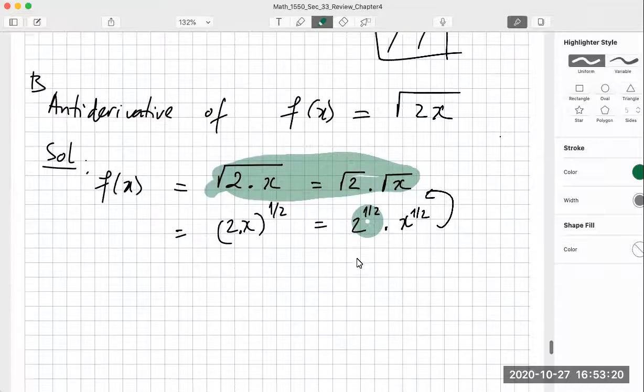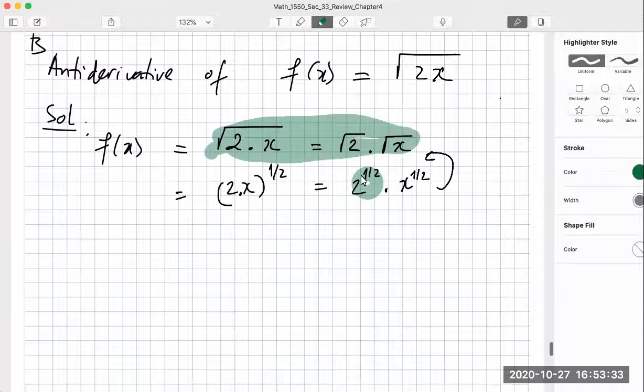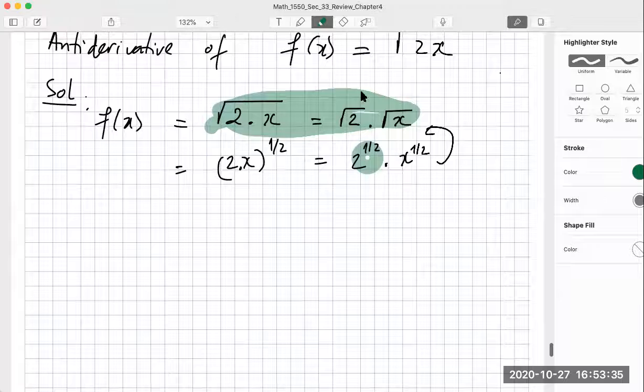Okay, now the function f of x is square root of 2 times x here. The easiest way is to separate it into the product of square root of 2 and square root of x here. So square root of 2 is a constant. So the antiderivative of this whole thing will depend on the antiderivative of square root of x, right?